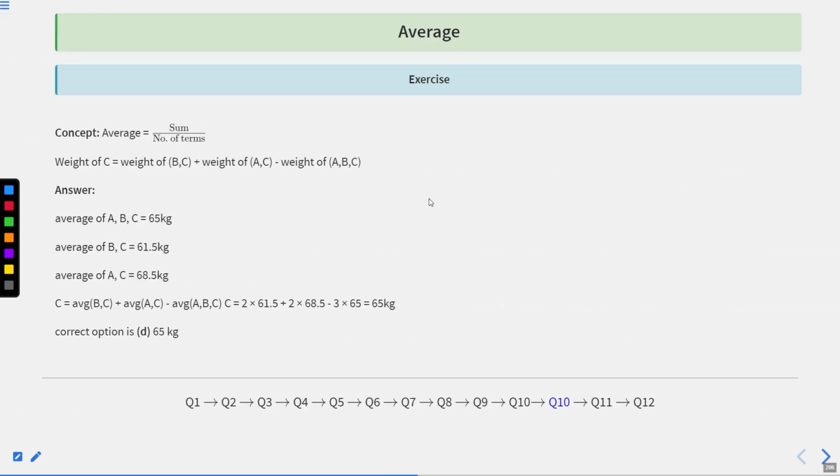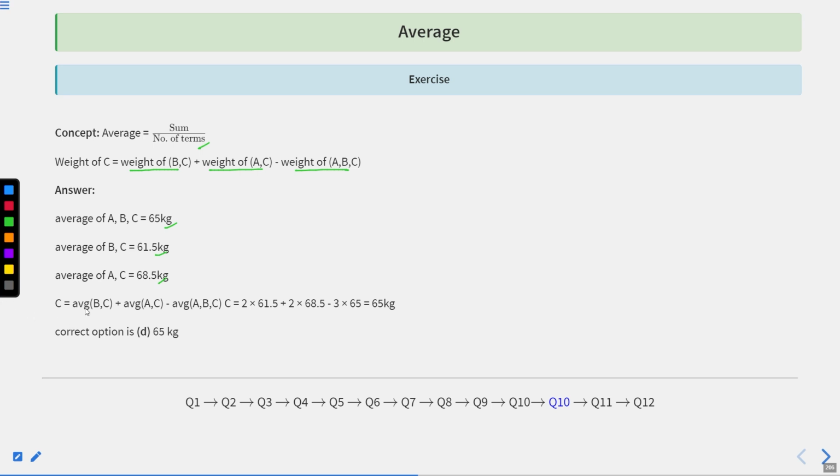So let us see which concept will be useful here. The concept that will be useful here is, first of all, the average is given by sum upon number of terms. And secondly, the weight of C will be given by weight of BC plus weight of AC minus the weight of ABC. The average of ABC is given to us, that is 65. Average of BC is given to us, 61.5. Average of AC is given to us, that is 68.5. So C will be equal to average BC plus average AC minus average ABC.